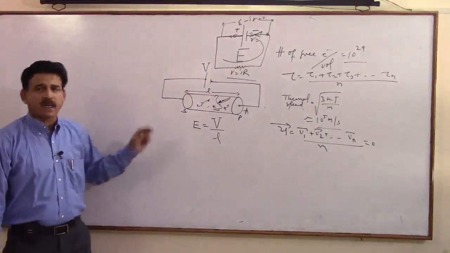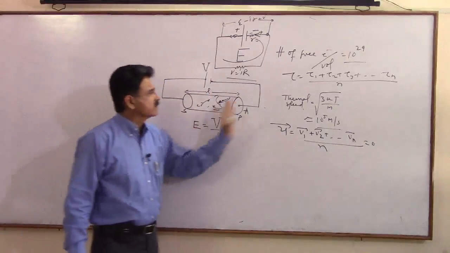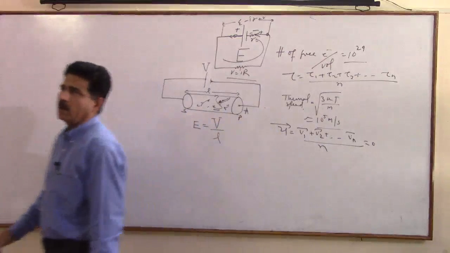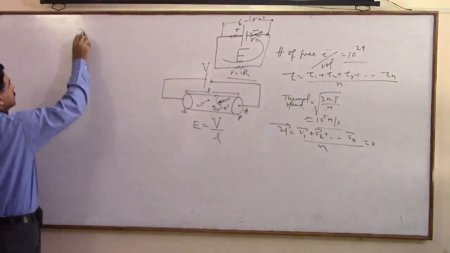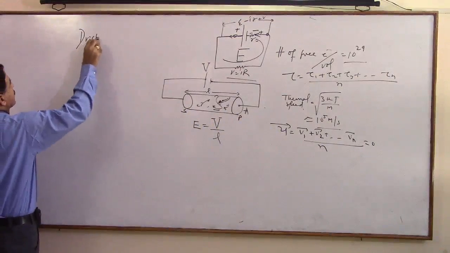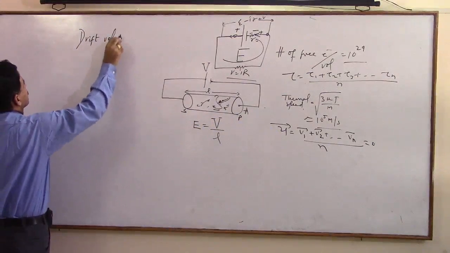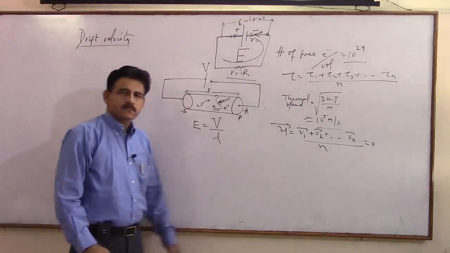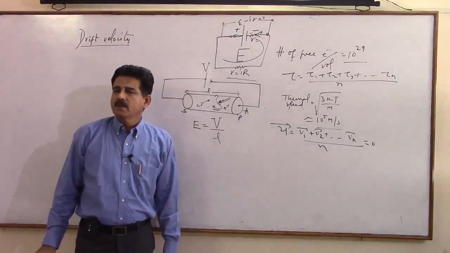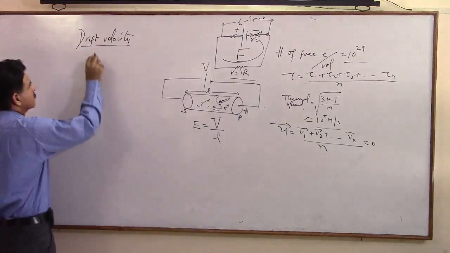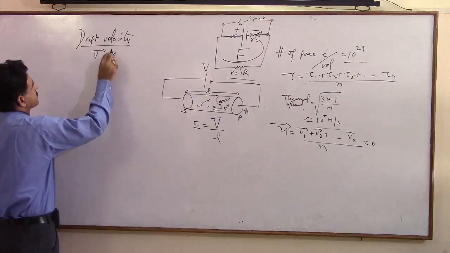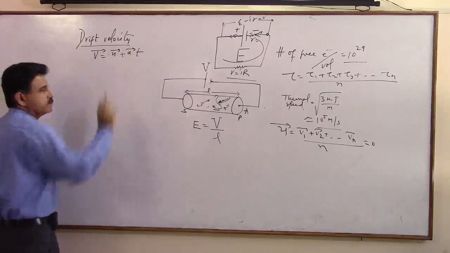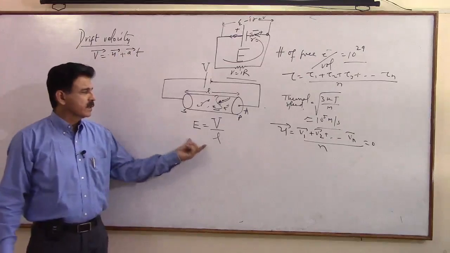Now let us start our calculation in the light of the data which we have put in place. The first thing we will talk about is drift velocity. हम लोग एक बात जानते हैं, v is equal to u plus at. Now what is acceleration equal to?